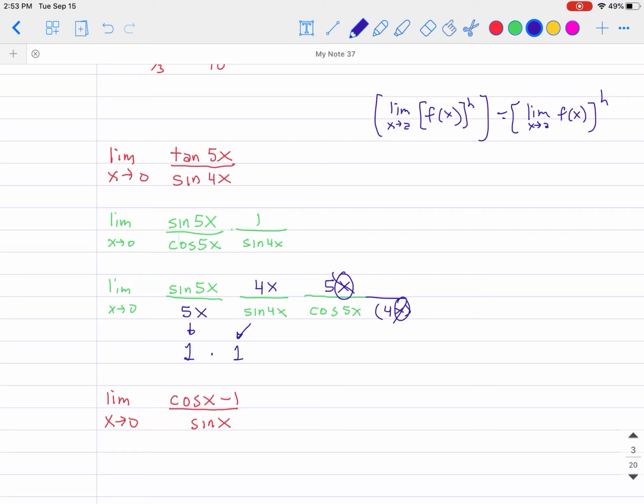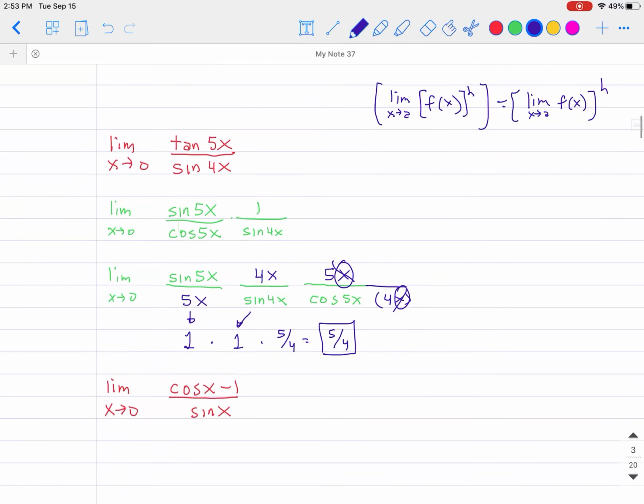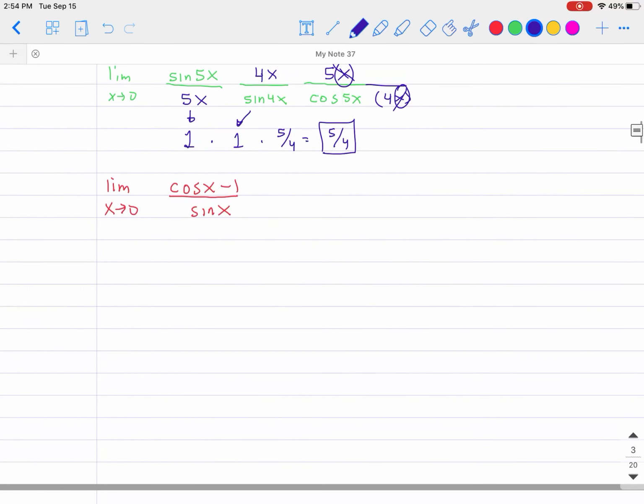Finally, for this last part over here, we can see that the x's are going to cancel out, so that's nice. And x, I can literally let equal 0 because that's not going to be a part that's problematic because cosine of 0 is equal to 1. So all we have left is 5/4, and that's going to be our answer then.